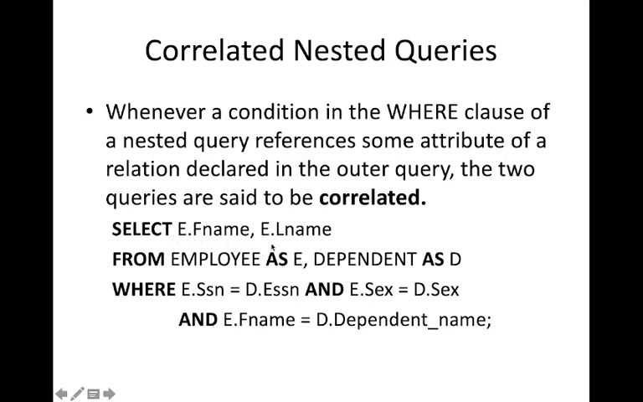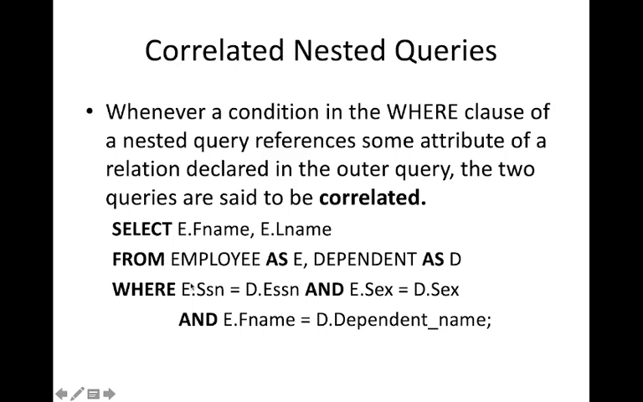Select e dot f name, e dot last name from employee as e and dependent as d, where e dot ssn equal to d dot essn, and e dot sex equal to d dot sex, and e dot f name equal to d dot name. So using this conjunction operator, we can simply write the select statement without that nesting. Okay, so that is known as correlated queries. If we have correlation between the inner and outer query, we can write this as a single query. There is no nesting and all. We can simply write this.